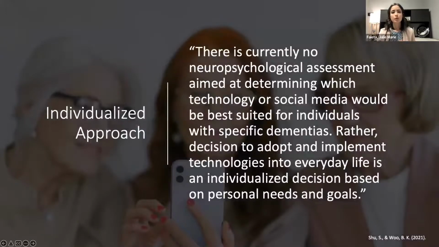Xu and Wu 2021 point out that there is currently no neuropsychological assessment aimed at determining which technology or social media would be best suited for individuals with specific dementias. Rather, the decision to adopt and implement technologies into everyday life is an individualized decision based on personal needs and goals. So creation of a formal standardized assessment to guide recommendations toward particular technology or social media is an area of future consideration, or future direction, is what they were saying there.